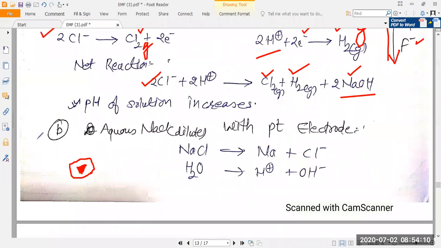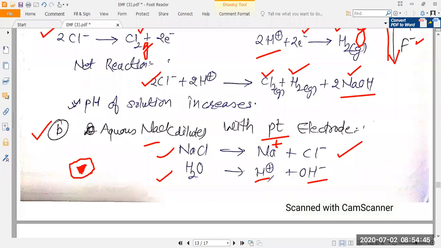And the next point is electrolysis of aqueous NaCl, meaning diluted. Aqueous NaCl means diluted, meaning sodium chloride is present in a very small amount in water. The amount of water is much more as compared to sodium chloride, and we take a platinum electrode. The reactions will be: NaCl will dissociate into Na plus and Cl negative, and water is also present in the solution in much greater amount. Then water will dissociate into H plus ion and OH ion.